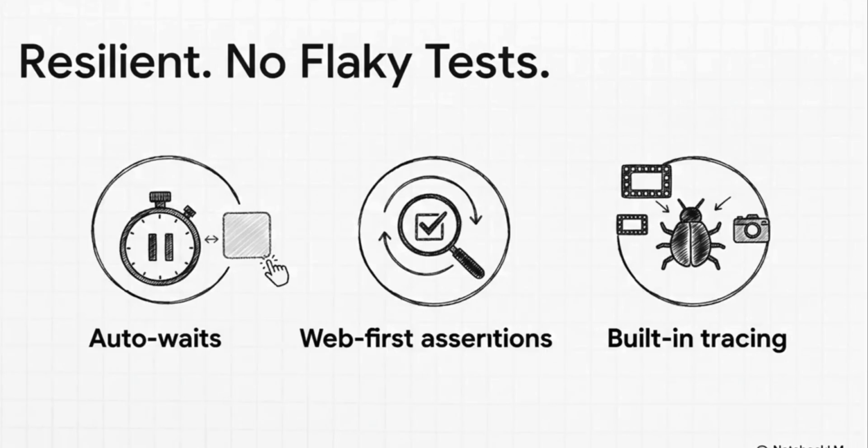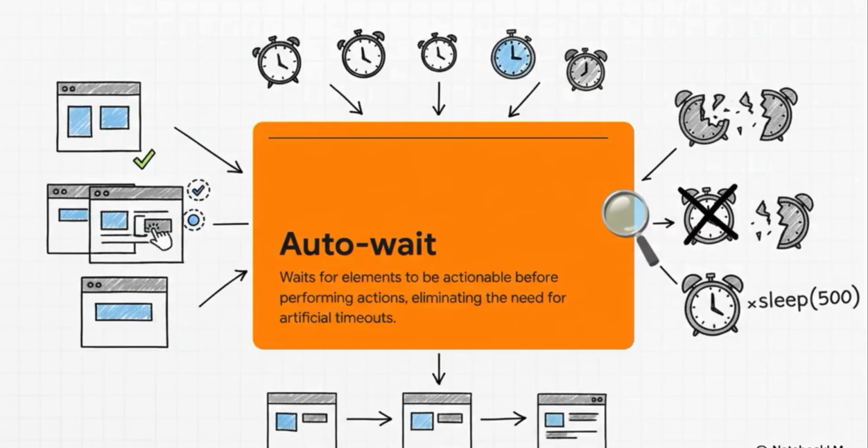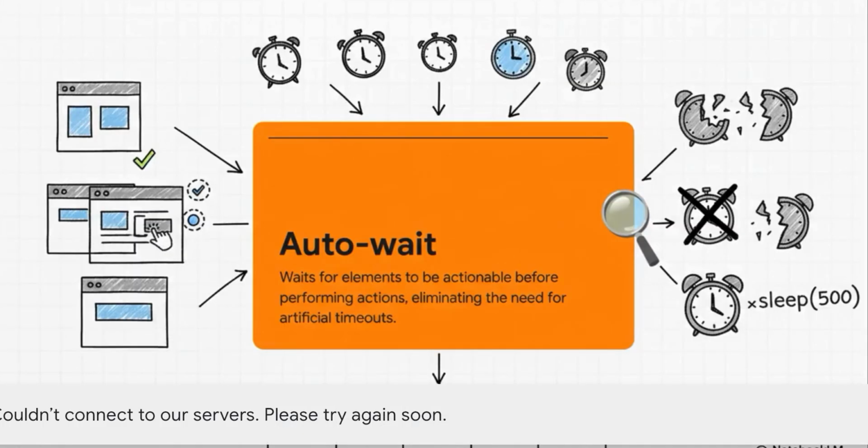But here's the real magic. This is the core solution to that flakiness problem we talked about. Playwright is resilient because it doesn't guess. It has these incredible auto waits built right in. Its checks, or assertions, will literally just keep trying until things are ready. And if a test still manages to fail, you get built-in tracing, video recordings, and screenshots. No more mystery failures.